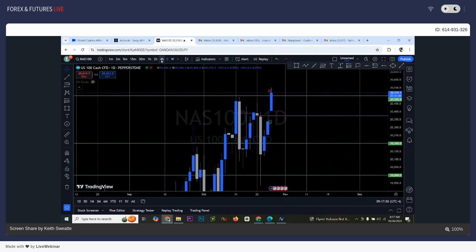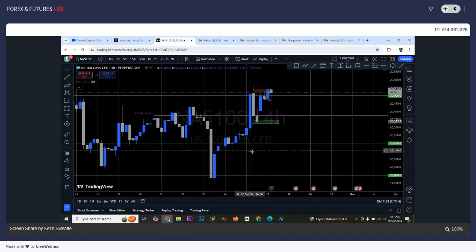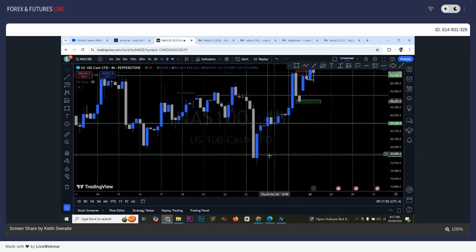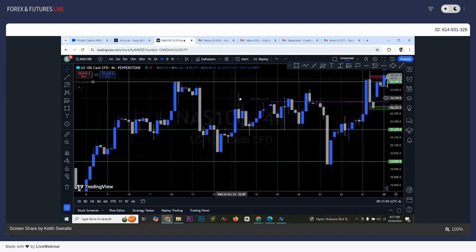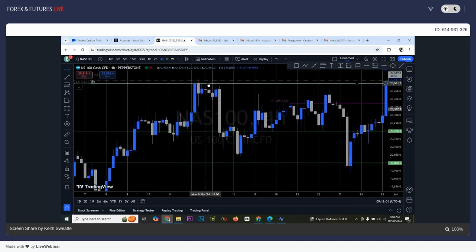So let's just go to the 4-hour time frame and look at how price plays on these areas all through and through. No matter how far back we go, it plays on these numbers.